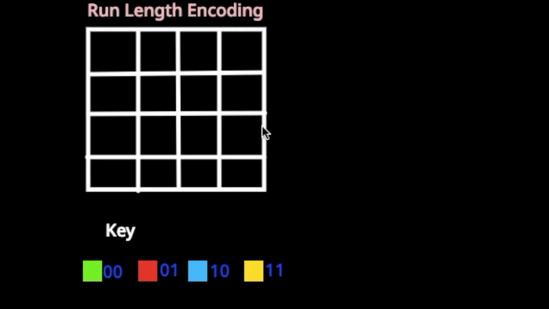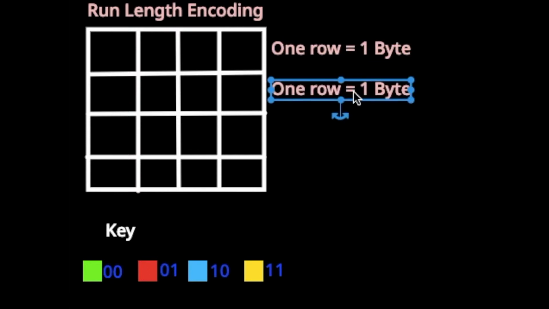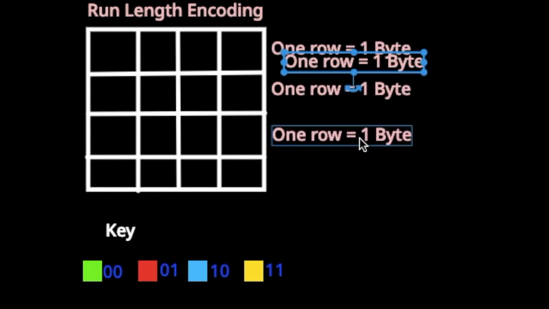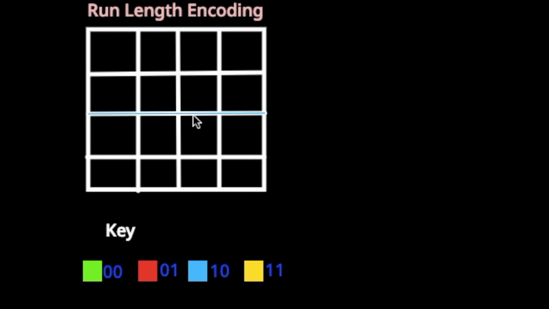Here we have a 4x4 bitmap grid, and the key, where green is represented by 00, red is represented by 01, cyan is represented by 10, and yellow is represented by 11. So each color has a 2-bit value. Since one color represents one square, and there are 4 squares per row, that means that one row equals 8 bits, which is 1 byte. Since there are 4 of them, that is going to be 4 bytes, which is the storage space that this bitmap will take.